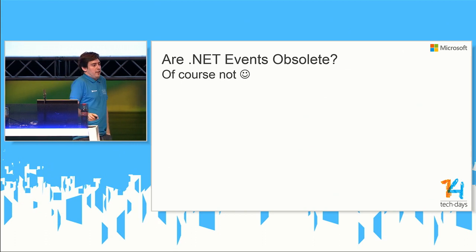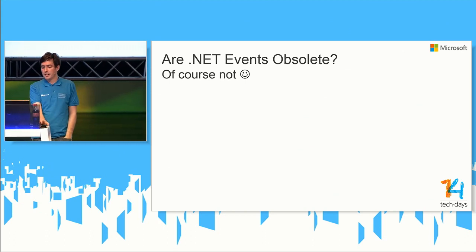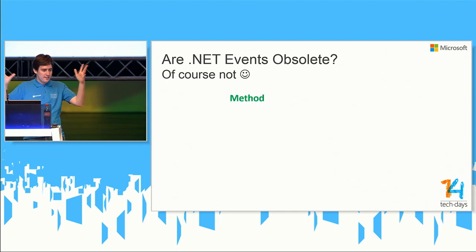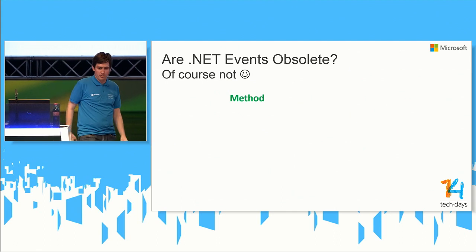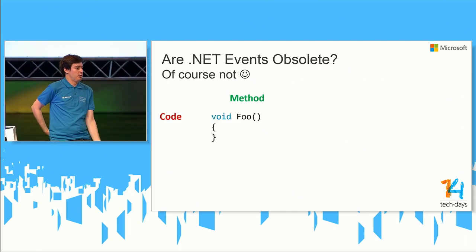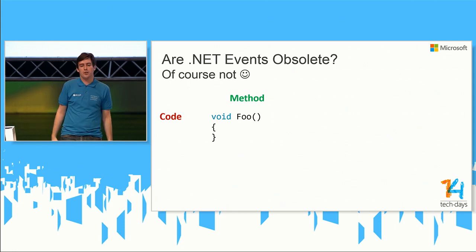Does that mean that .NET events are obsolete? Absolutely not. And let me show you a little picture here. I'll have a lot of those pictures today of some super symmetric interpretation of the world. We have methods, and what can we do with methods? We can write code. The void foo method has nothing in it, doesn't matter. That's a piece of code.